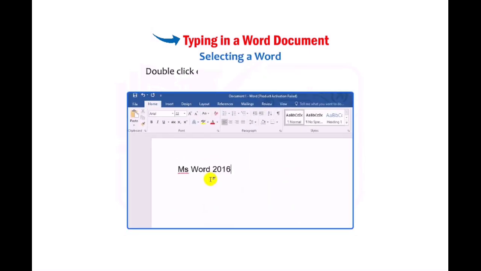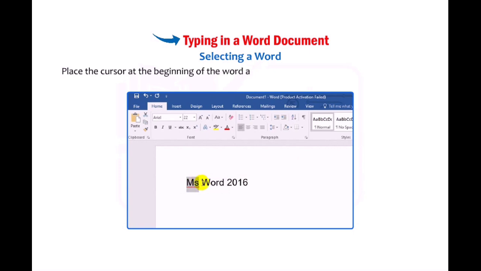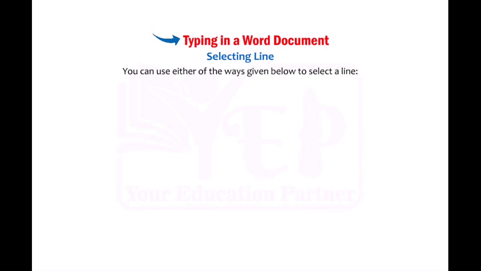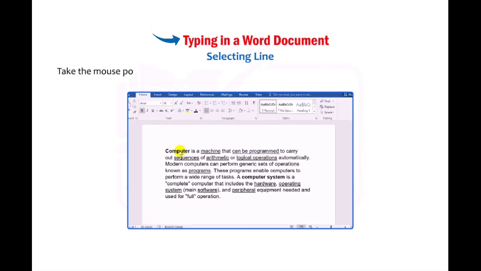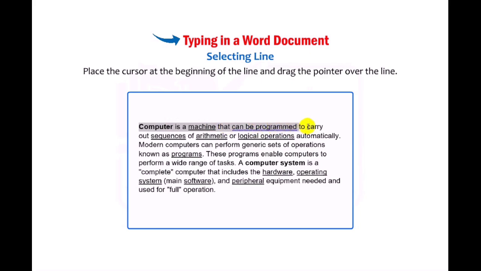Selecting a word. Double-click on the word that you want to edit, or place the cursor at the beginning of the word and drag the mouse pointer over the word. Selecting a line. You can use either of the ways given below to select a line. Take the mouse pointer to the beginning of the line and double-click the left mouse button. Or place the cursor at the beginning of the line and drag the pointer over the line.